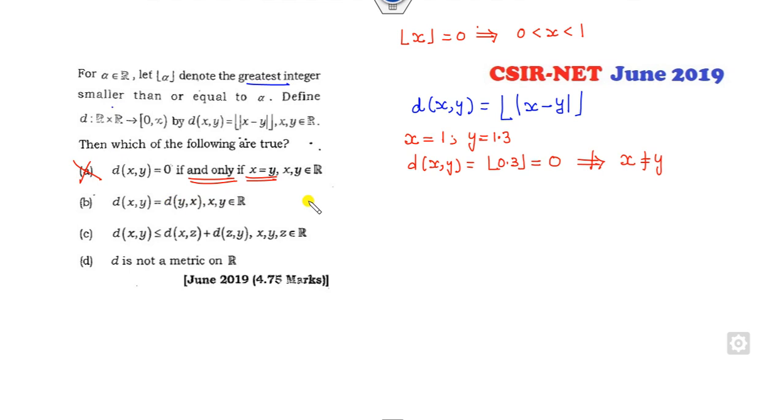Look at the second. d of x y is d of y x. So clearly, because of this modulus sign, it is a mod of this. So this option is the correct option. d of x comma y, and d is not a metric. Clearly this option is not satisfied. So this is not a metric, this is the correct option.